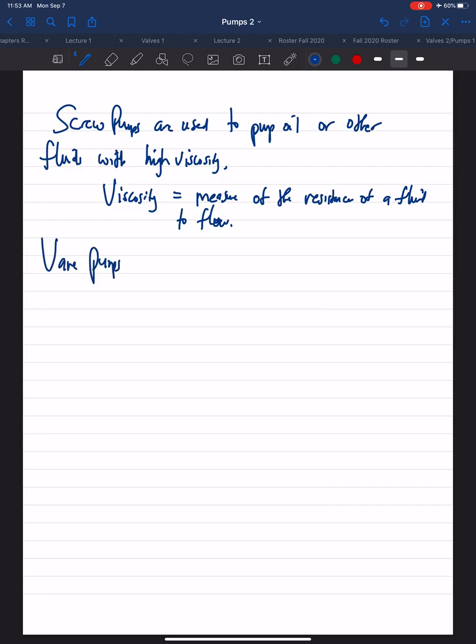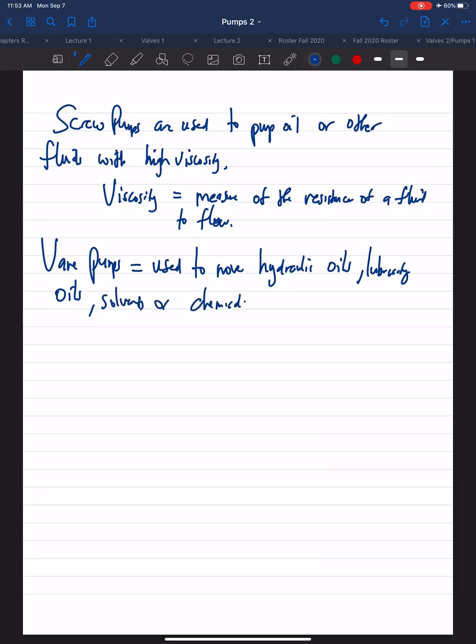Vane pumps are used to move hydraulic oils, lubricating oils, solvents, or chemicals.